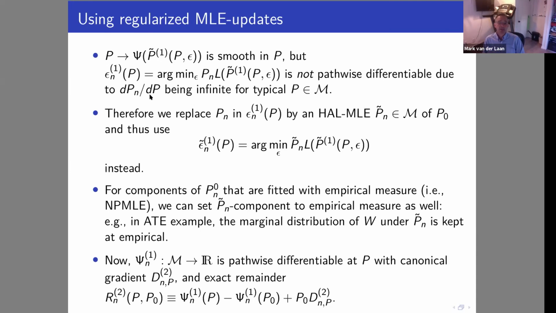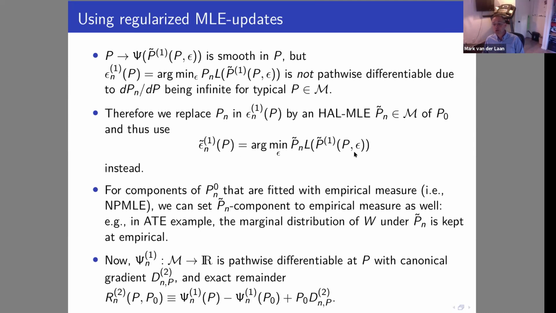It shouldn't blow up. And that's why you don't get the pairwise differentiability. However, then we can say, oh, well, what is the idea of Pn when you maximize the likelihood? Pn is the empirical, which is nothing else than an NPMLE. Why not replace the NPMLE by our HAL-MLE, which is also an MLE? That's a model-based MLE. So now we're going to replace our MLE-step by maximizing the likelihood.